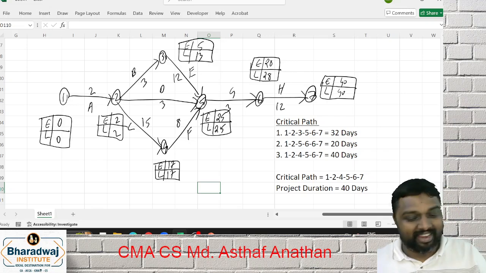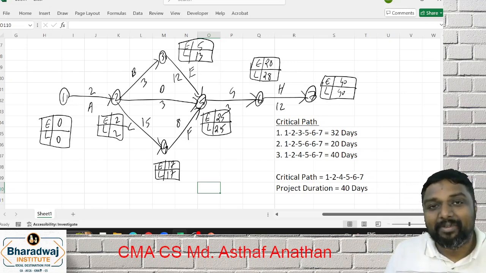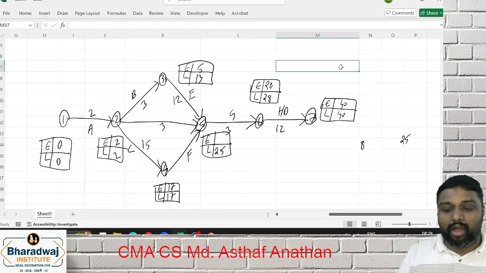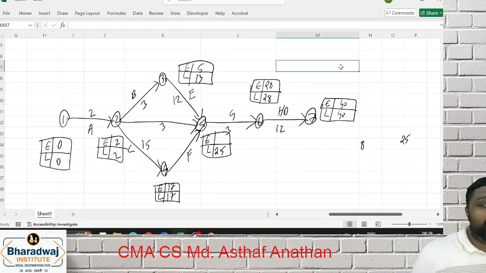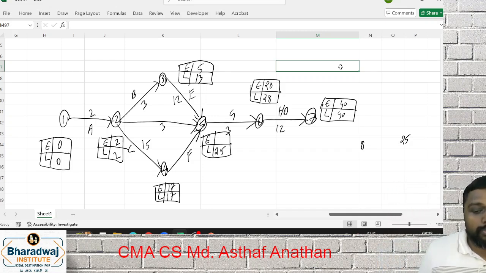Once this is completed, we have to go for total float, free float, and independent float. Can you please complete the same? My dear friends, hope all of you are ready. Let's check how many of your answers are correct for total float, free float, and independent float. So how to approach, friends?